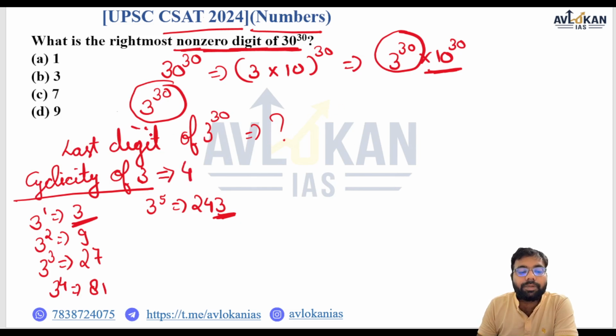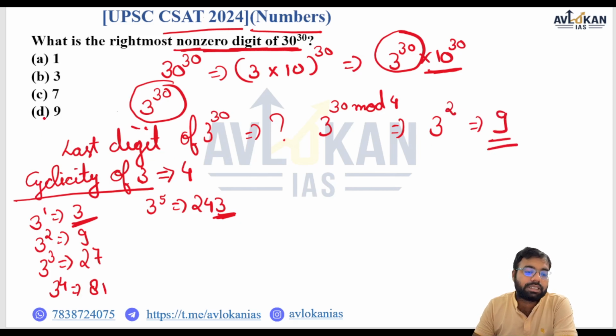That means what will be my last digit of 3 to the power 30? It will be the same as the last digit of 3 to the power (30 mod 4). And this mod function simply gives me the remainder. So 30 mod 4, the remainder is 2. So this will be equal to 3 to the power 2, and that comes to 9. This is our answer.